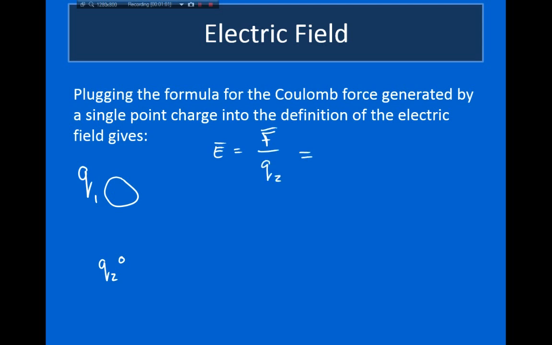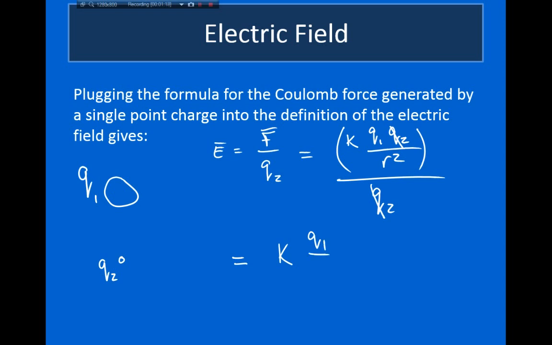And we know that the Coulomb force is equal to K Q1 Q2 divided by the distance between the charges squared. And then we're going to divide all of this by Q2. So we see that Q2 cancels, and the electric field that's created by Q1 is just K Q1 divided by R squared. So it's a very simple formula for a single point charge. Now, this gives us the magnitude of the electric field that's created by a point charge.